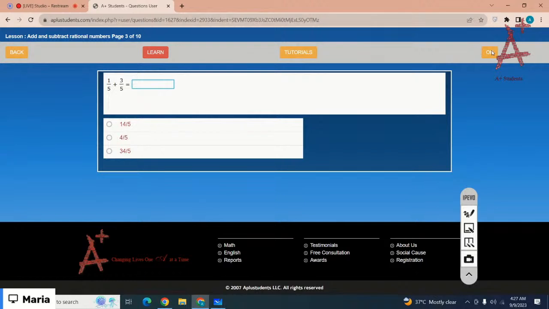Okay, so how do we add 1 by 5 and 3 by 5? Which is the correct option? Yes, they have like denominators. You simply have to add their numerators. So it would be 4 over 5, right? Very good.